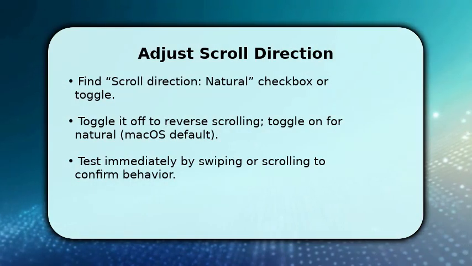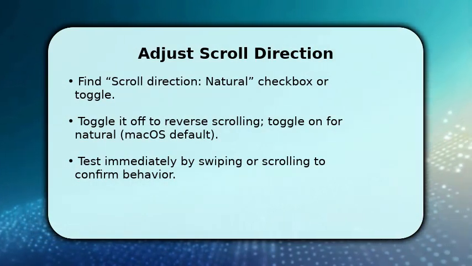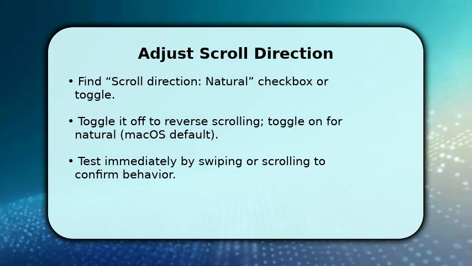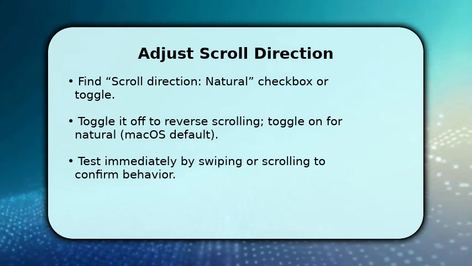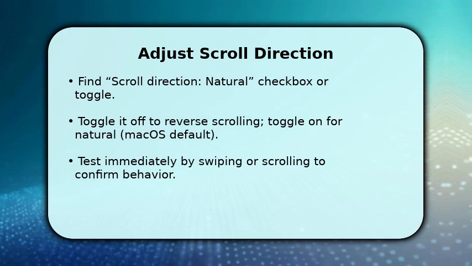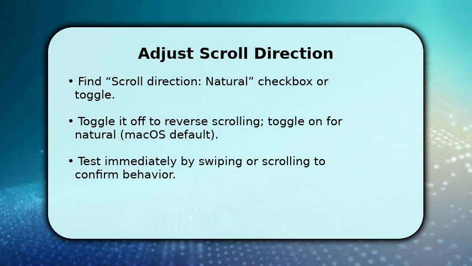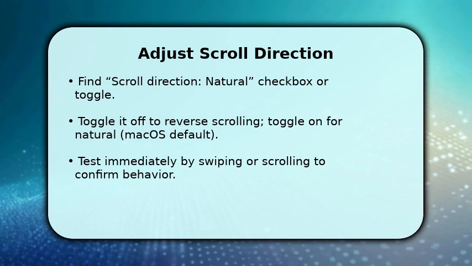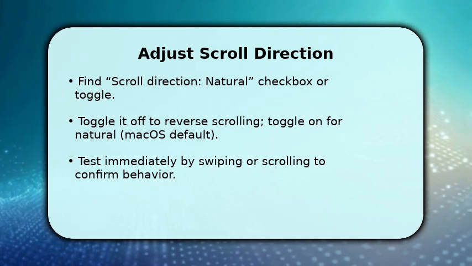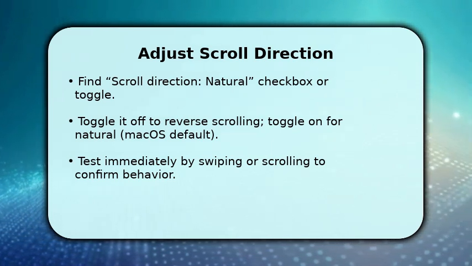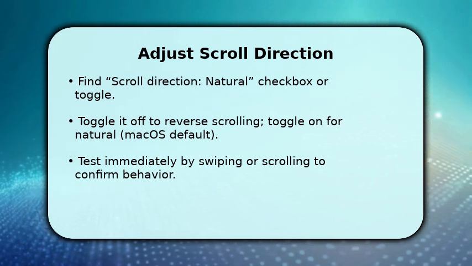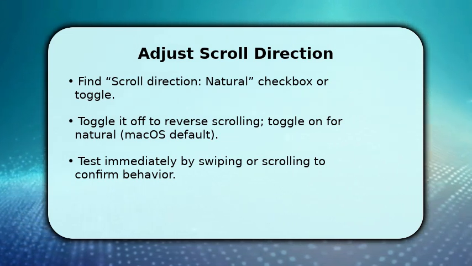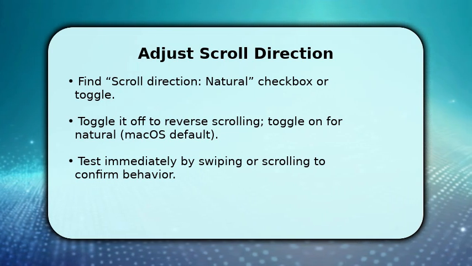Now focus on the scroll setting labeled Scroll Direction. Natural. macOS uses this term to describe content movement tied to finger motion. You'll toggle it off to reverse scrolling so swipes move content opposite your finger, or toggle on to use natural, touch-like movement. Once toggled, test by swiping on the trackpad or rolling the mouse wheel. This quick feedback confirms the change.